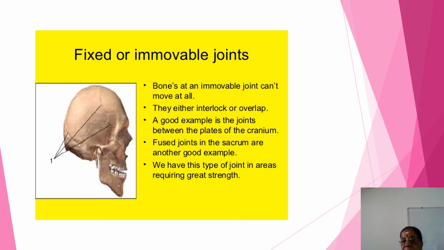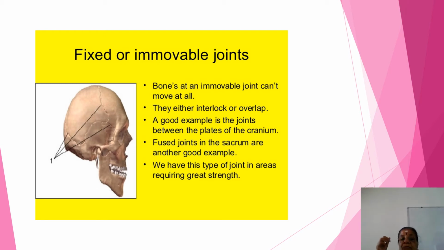Skull bones are frontal, parietal, temporal, occipital. I repeat, frontal, parietal, temporal and occipital. And with that, there are 14 facial bones. Right? Now, fused joints in the sacrum, the hip portion, are another good example.